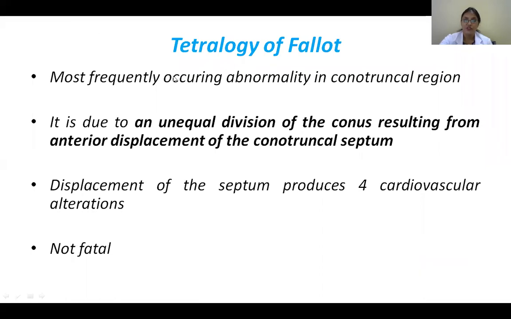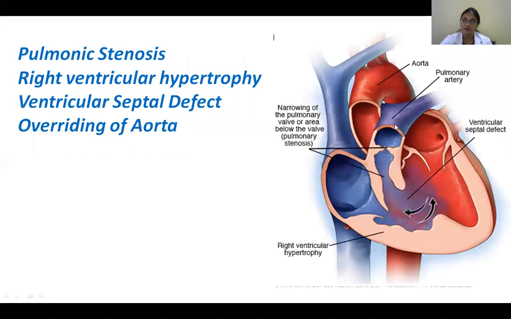Then coming to tetralogy of Fallot. This is one of the most common abnormalities occurring in the conotruncal region. So here, what is this? An unequal division of the conus resulting from anterior displacement of the conotruncal septum. Tetralogy is 4, so let's see what are those 4. This is your pulmonary trunk. This is the aorta. This is the right ventricle.